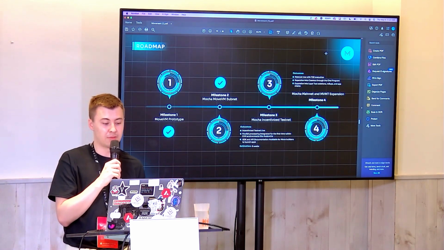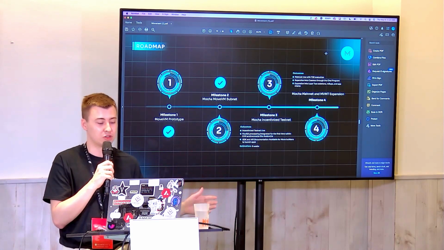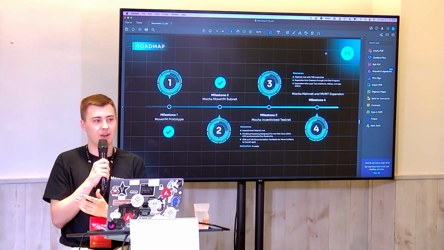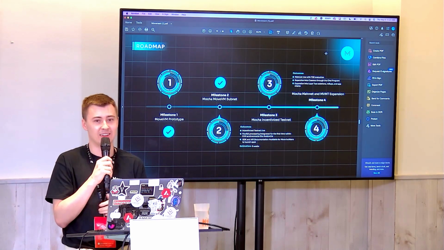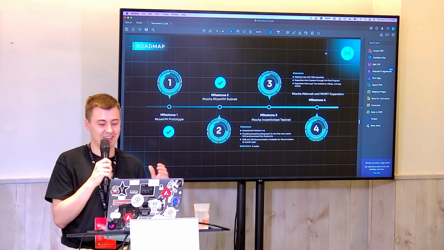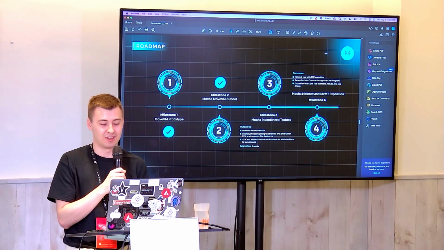So in terms of a roadmap, we have already built out a Move virtual machine prototype, as well as built our Mocha subnet. We currently have a DEX that is running on our DevNet, which I'm really excited to be sharing a demo with you all shortly.